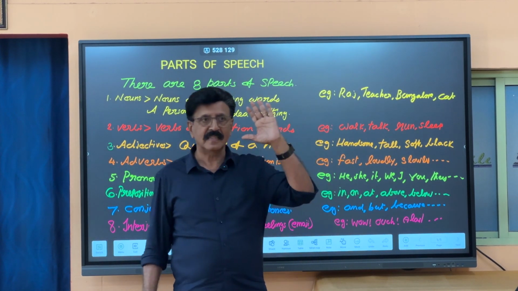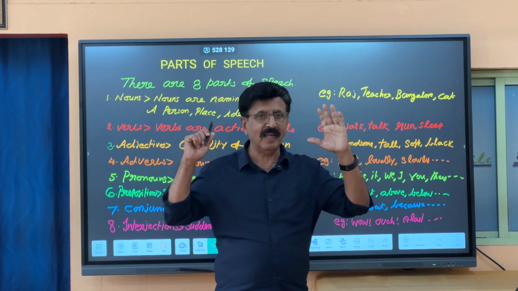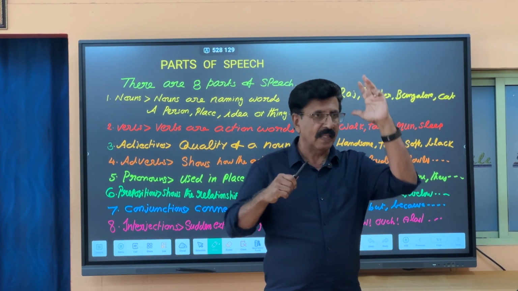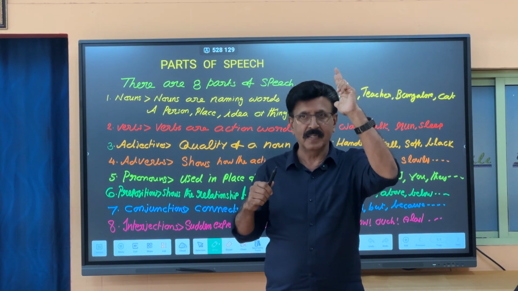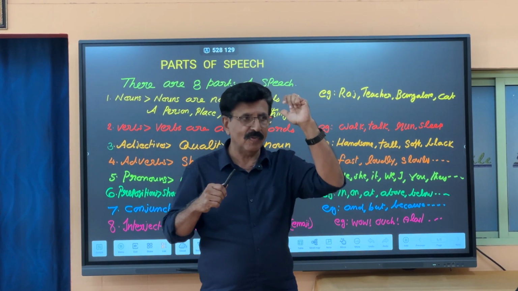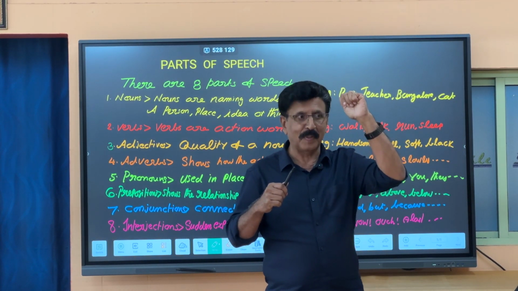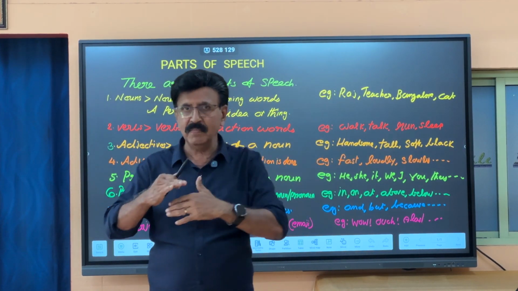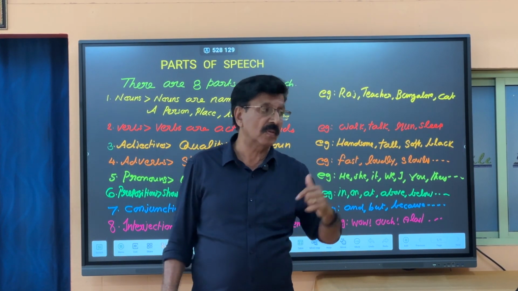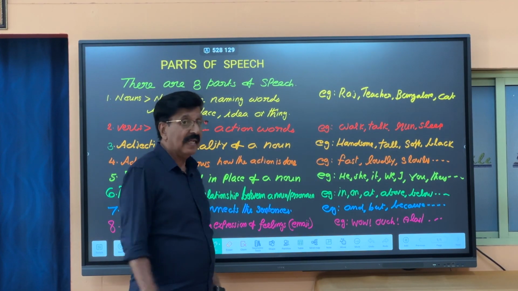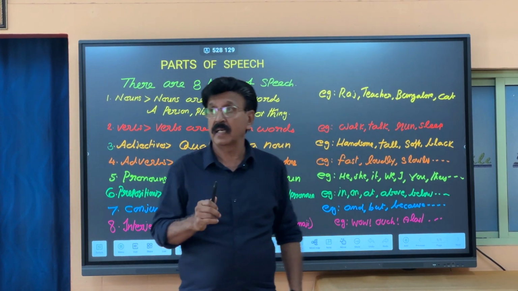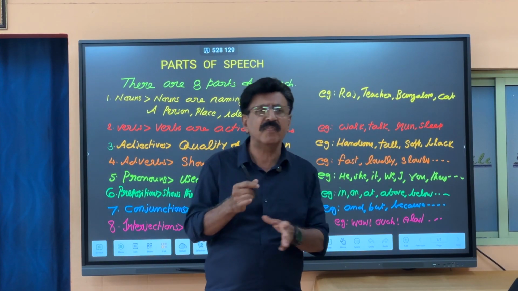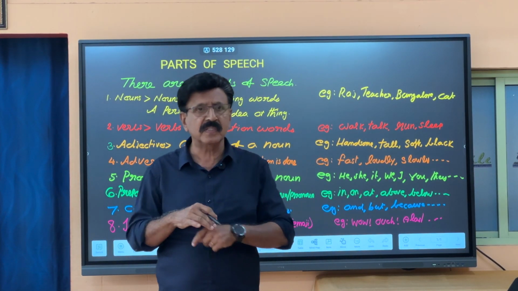So we have learned 7, right? Without looking at the board, will you be able to tell in your mind? Noun, verb, adjective, adverb, pronoun, preposition, conjunction. Okay, 7 has come. Now let us go to the last but not the least. That is what? Interjection, not junction. Interjection. This is a funny one. Okay, interjection is totally funny.